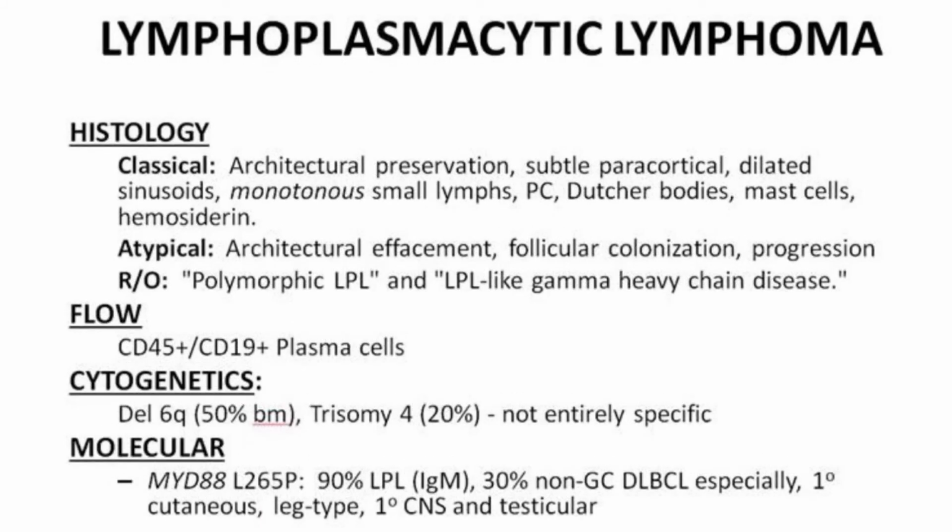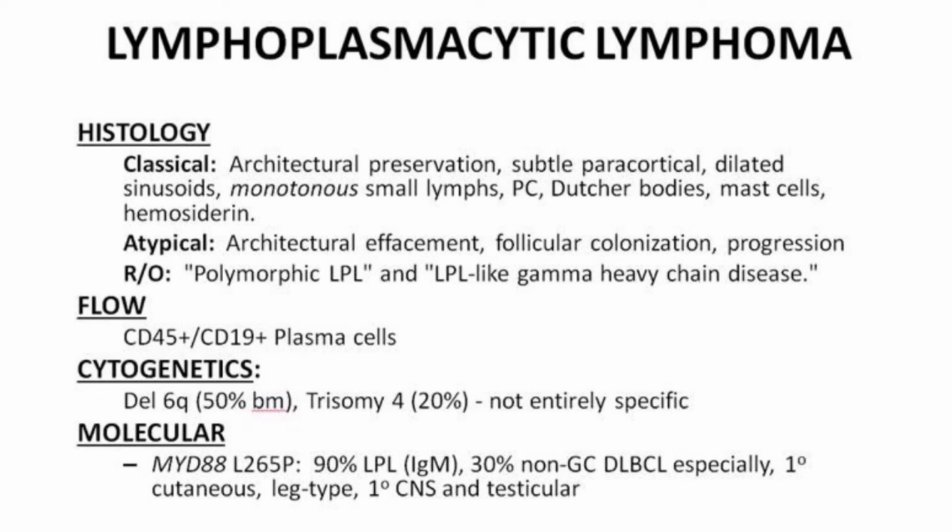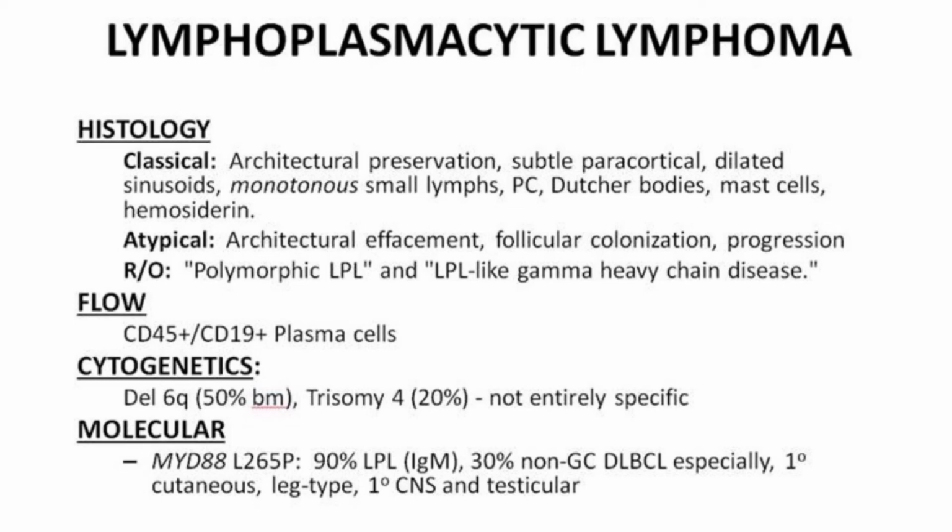In the context of small B cell lymphomas with plasma cells, the positive predictive value of that for lymphoplasmacytic lymphoma is actually fairly large, particularly if we accept the atypical architecture. MYD88 L265P is not specific because it's seen in other tumors such as non-germinal center diffuse large B-cell lymphomas, particularly cutaneous primary large B-cell lymphoma of leg type, and in immune privileged sites, including primary CNS and testicular tumors.